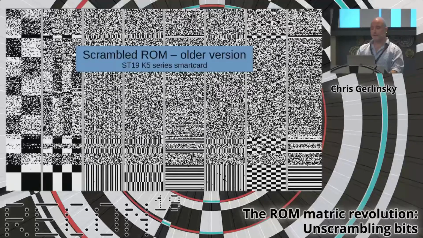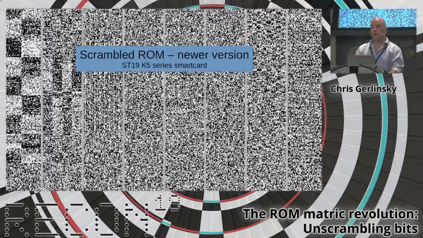There tend to be these sorts of visual patterns that show through, just because of the simplicity of the scrambling methods, which, again, don't take any time for decryption and these sorts of issues. So that was an ST19K5.